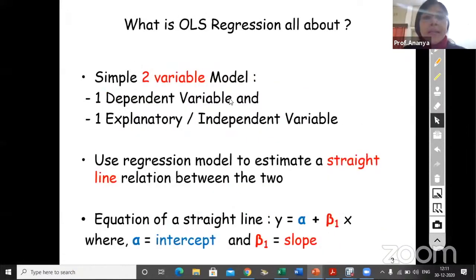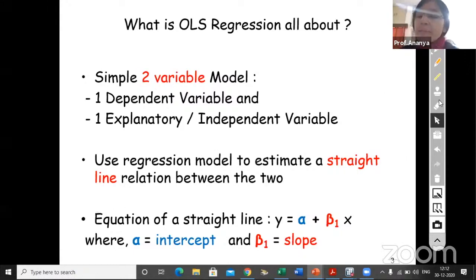Now, to understand what OLS regression is all about, as I said, we are going to use the two variable model where the two variables are a dependent variable and an explanatory variable. Now, it is the underlying theory, the underlying context which determines what's going to be the dependent variable and what's going to be the independent or explanatory variable. So the examples will make that clear. Now, before I proceed any further, let me clarify that a regression model basically estimates a straight line relation between the two.